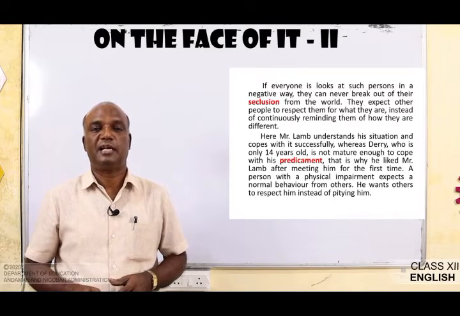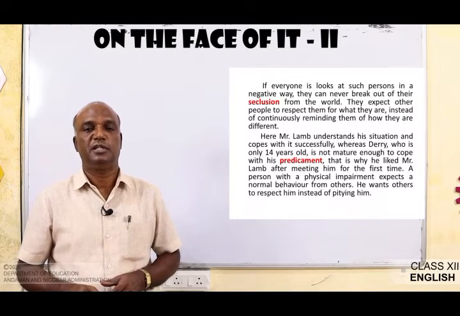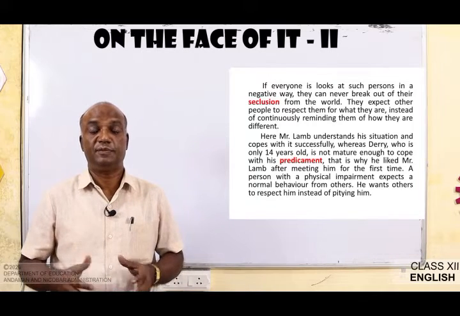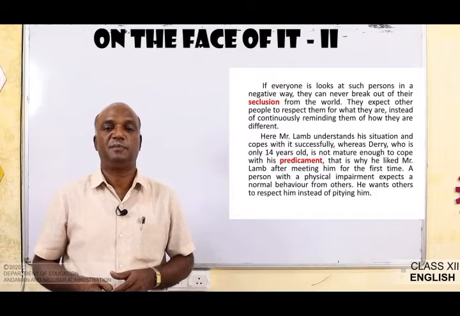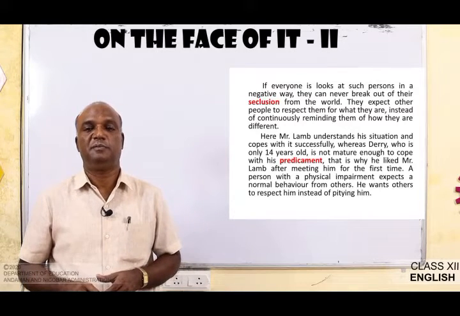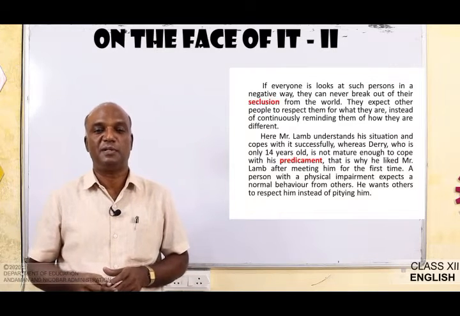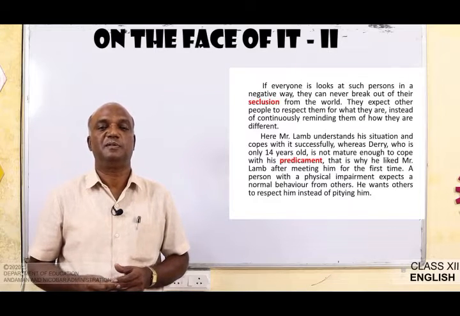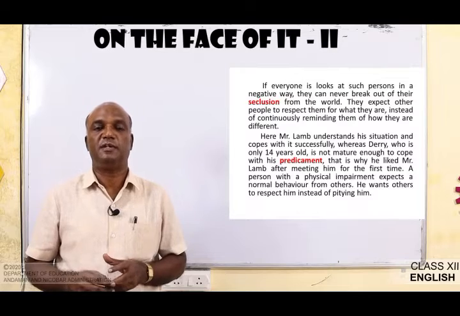So here Mr. Lamb understands his situation and copes with it successfully, whereas Derry, who is only 14 years old, is not mature enough to cope with his predicament, his difficulties, his problem. That's why he liked Mr. Lamb after meeting him for the first time. A person with a physical impairment expects normal behavior from others. He wants others to respect him instead of pitying him.